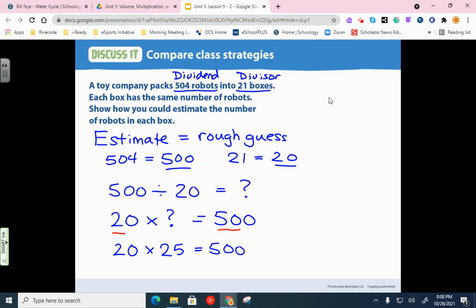And that means our answer, since this is an estimate, it doesn't have to be a perfect answer. Our answer is going to be this. There are about 25 robots in a box.